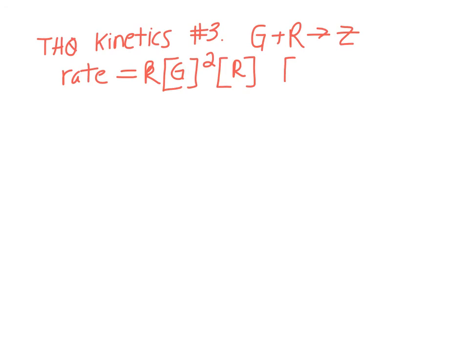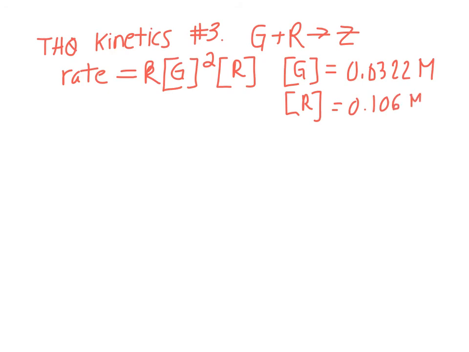And now they're telling us that the concentration of G is 0.0322 molar, and the concentration of R is 0.106 molar. And at these concentrations, the rate is equal to 8.79 times 10 to the minus 6 molar per second. What is the numerical value for k, the rate constant?